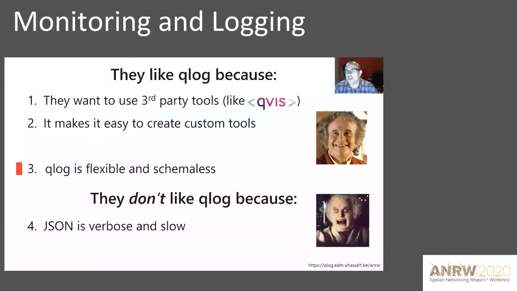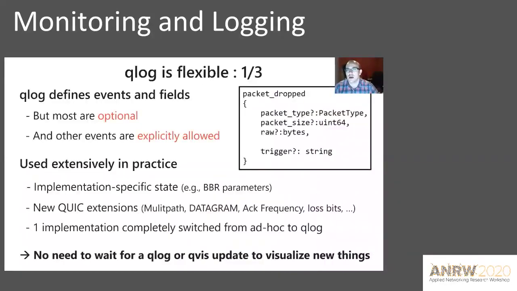So now that we know what we can do with the QVIS toolset, let's look at why people like the QLog format itself. And a lot of that can be summarized in the idea of it being very flexible. So QLog defines a lot of different events and their fields, but most of them are actually optional. A good example is seen in the packet drops event on the right there, where every field is actually optional, indicated by the question mark in the schema.